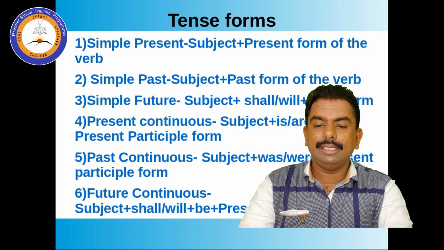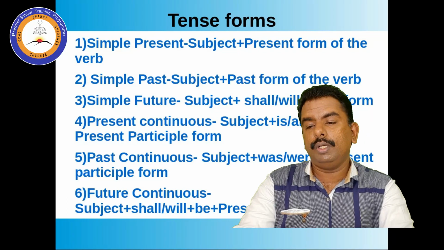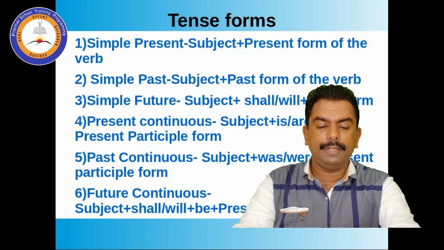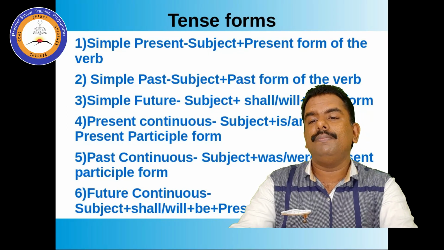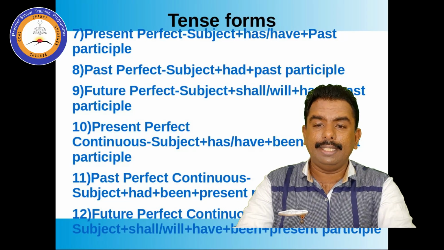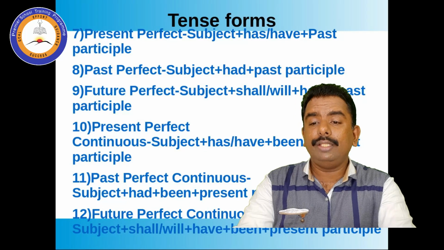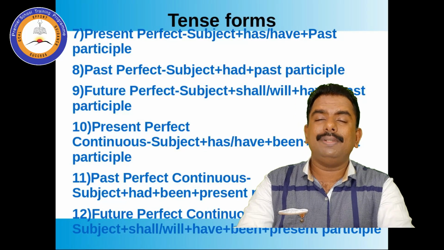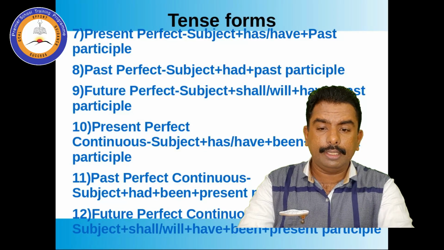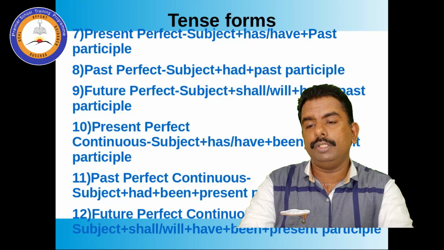And past continuous is subject plus was or were plus present participle form of the verb. And future continuous is subject plus shall or will plus be plus present participle form of the verb. Seventh tense is present perfect: subject plus has or have plus past participle form of the verb. Eighth one is past perfect: subject plus had plus past participle. And ninth one is future perfect: subject plus shall or will plus have plus past participle form of the verb.